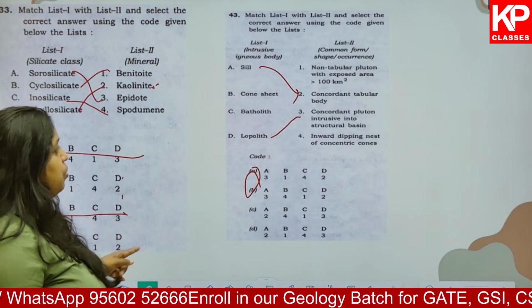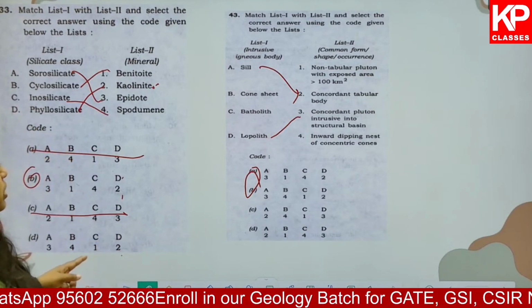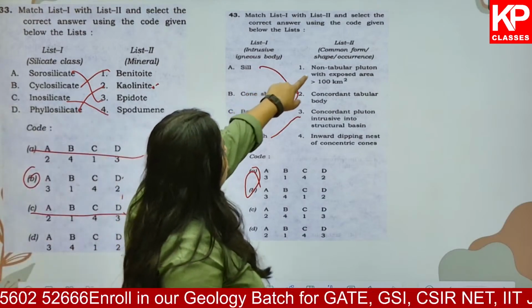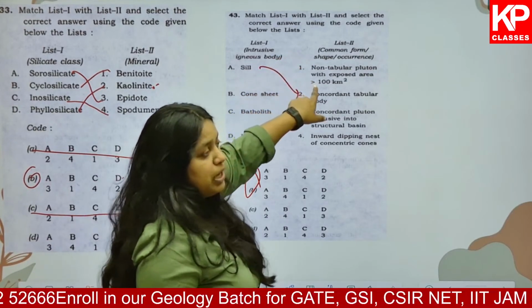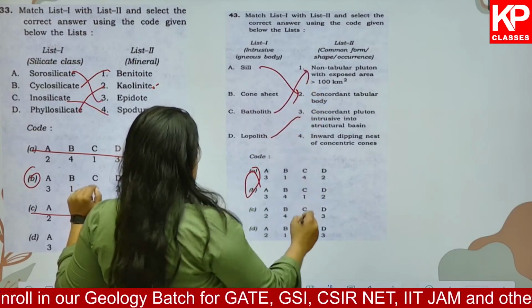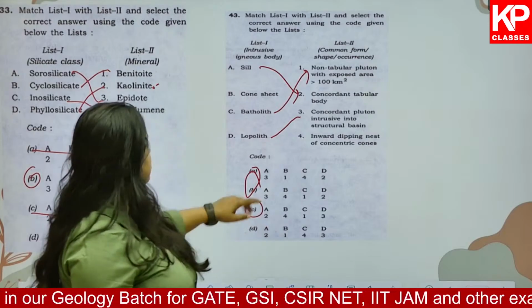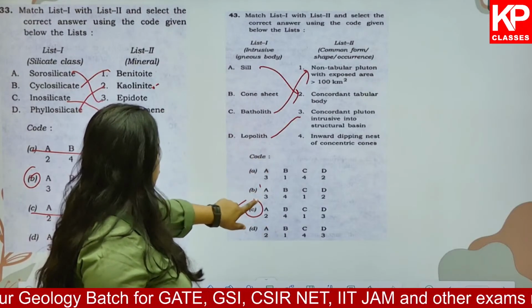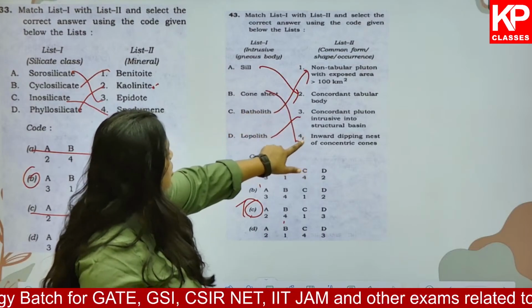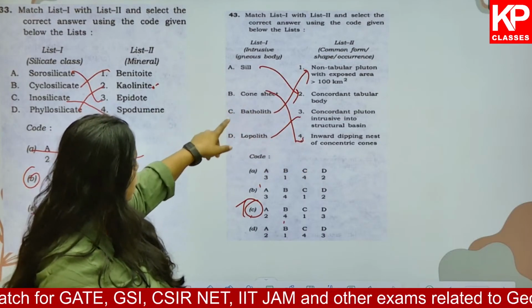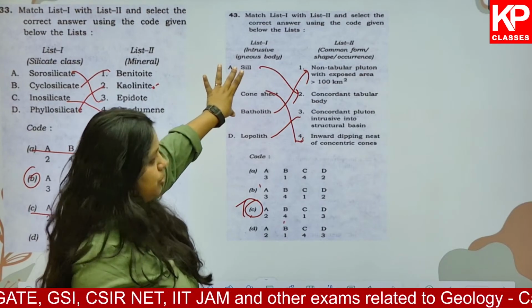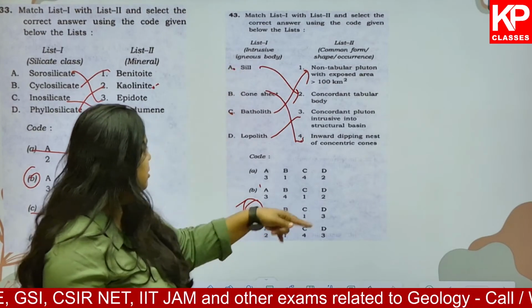Batholith and cone sheet. When it comes to the term batholith, it is a non-tabular pluton with exposed area more than 100 km square. That's the term for batholith. So option C will be the correct answer. So B is 4. So by looking at this, if you know batholith and sill, you get it correct, you will be getting the answer.